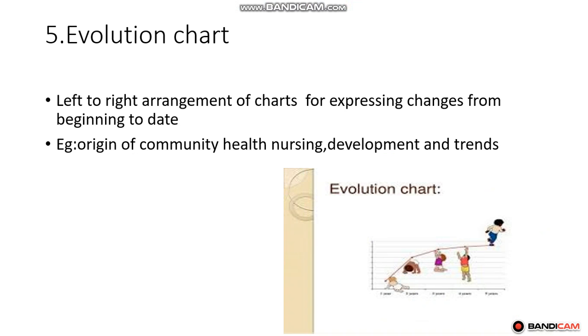Next is evolution chart. Here also a left to right arrangement of charts for expressing the changes from beginning to date. Especially you can see in this, from the infant stage to the preschooler, what are the changes happening in each stage. That is called an evolution chart. Similarly, the origin of community health nursing, its development and trends, all these can be depicted in this evolution chart.